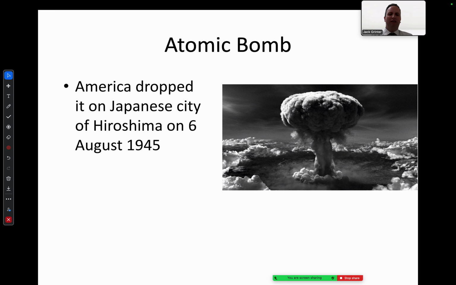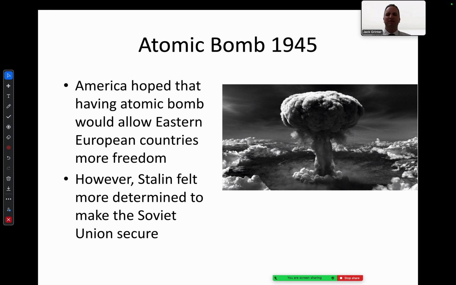So America. So after Potsdam, America ends World War II by dropping 2 atomic bombs on Japan, Hiroshima, and then I think it's a few days later on Nagasaki, and then the Japanese government surrender. I said before that Truman believed that the atomic bomb would allow the United States to have influence over the Eastern European countries, in that it would get them more freedom, maybe free elections. But as we said, Stalin wanted to make the Soviet Union more secure.